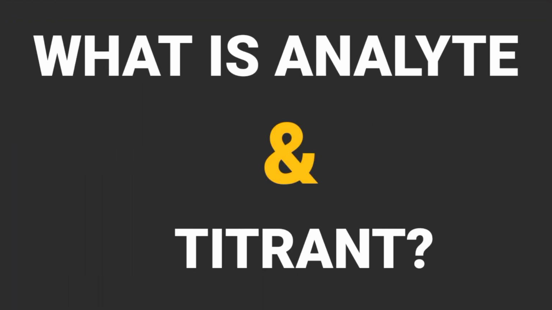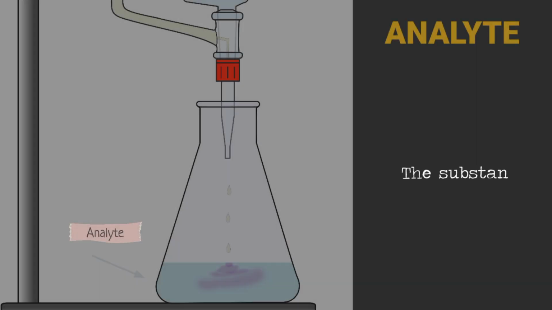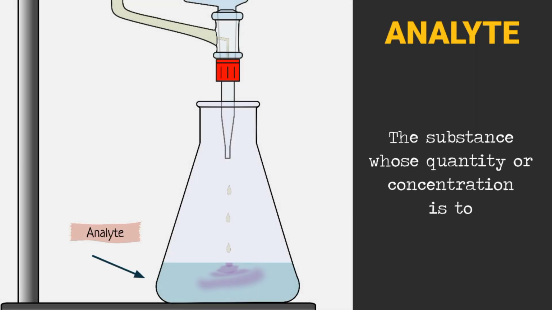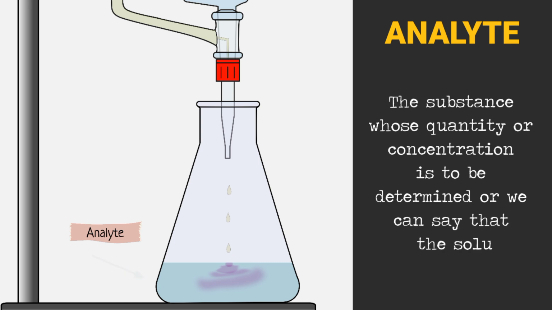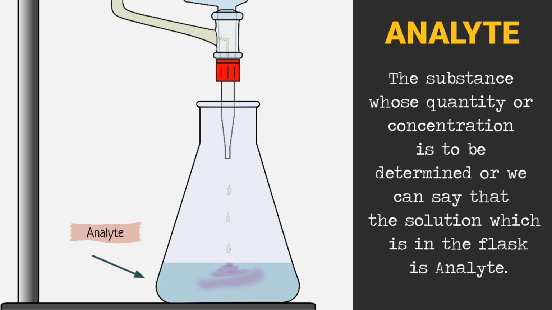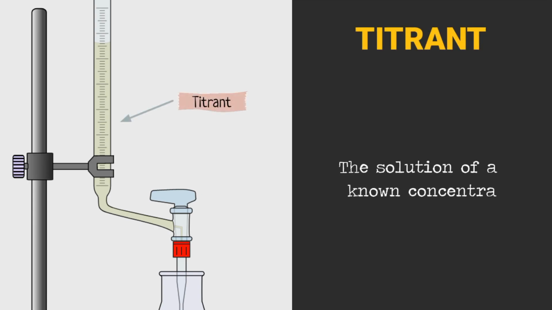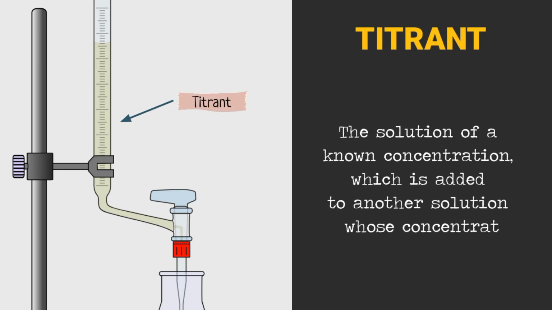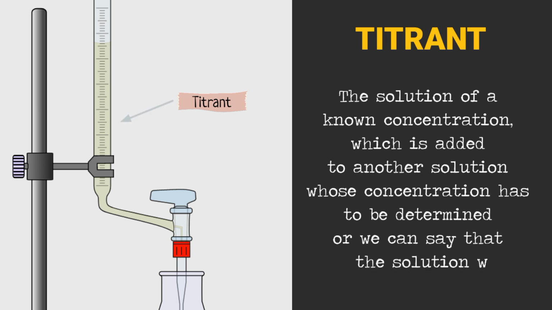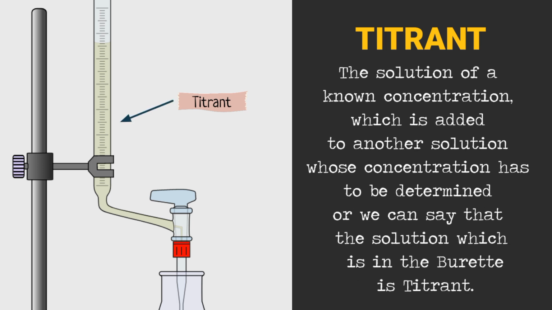Now, what is analyte and titrant? An analyte is the substance whose quantity or concentration is to be determined, or we can say that the solution which is in the flask is analyte. The titrant is the solution of a known concentration which is added to another solution whose concentration has to be determined, or we can say that the solution which is in the burette is titrant.